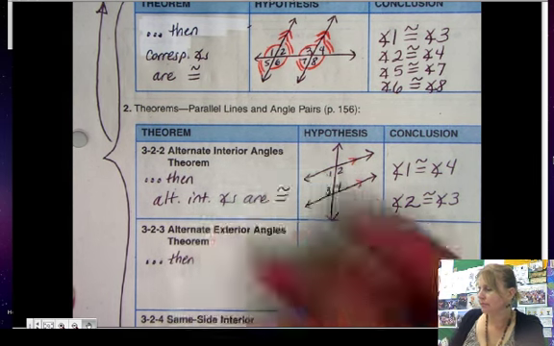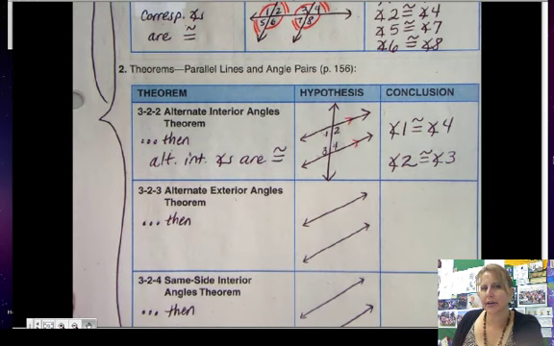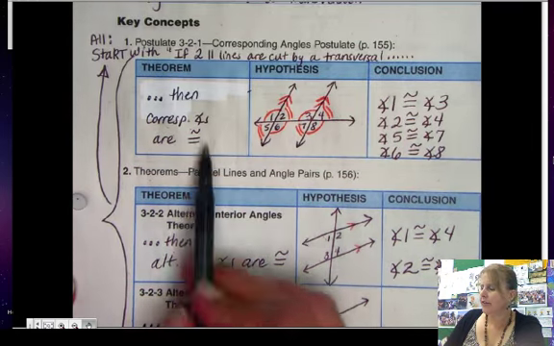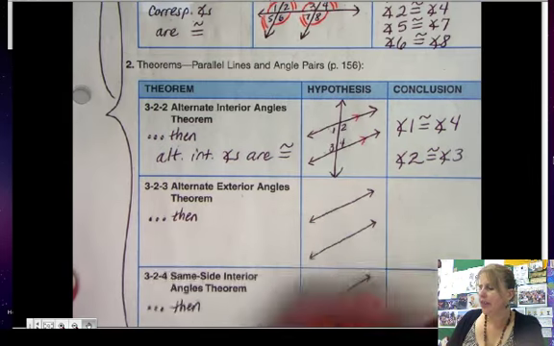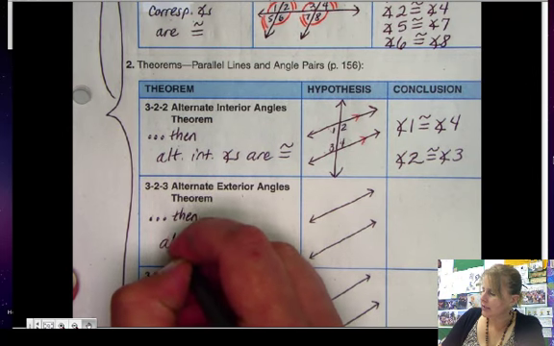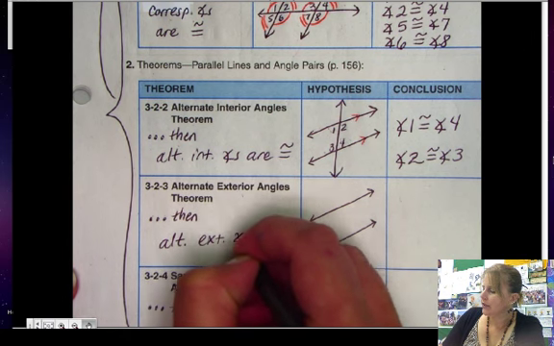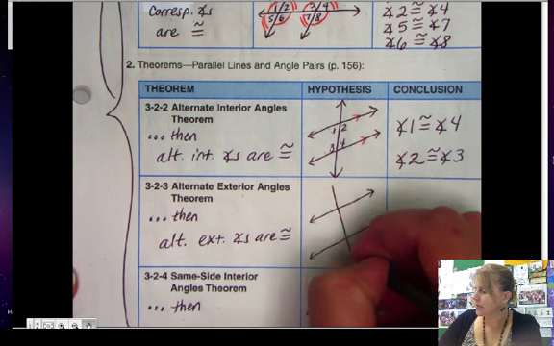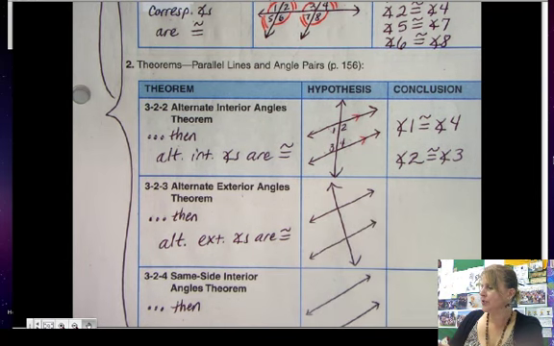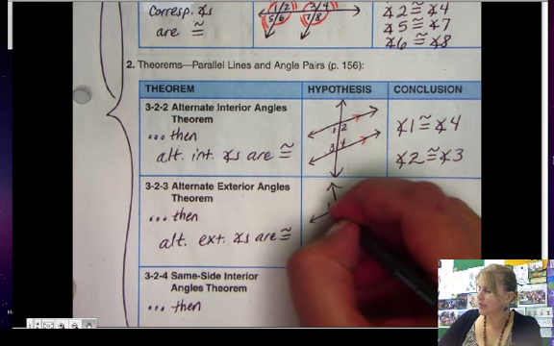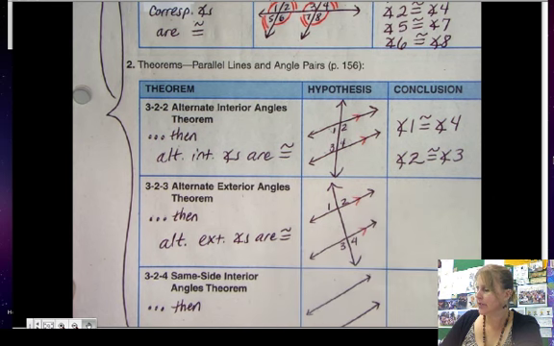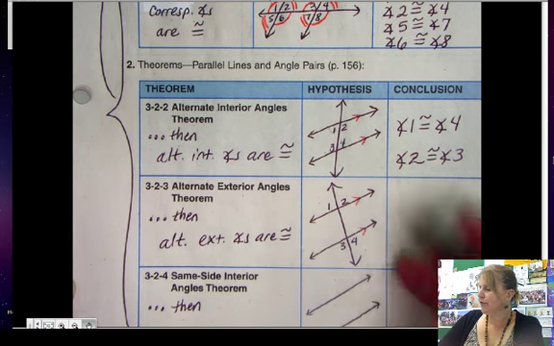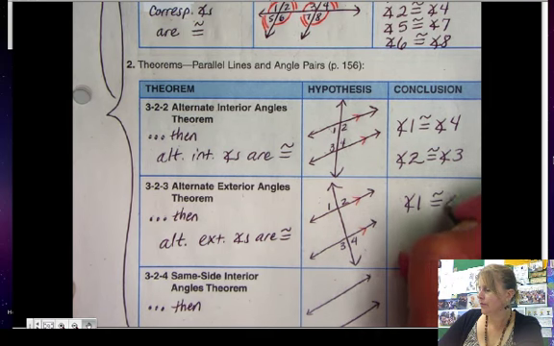Okay, now we're doing alternate exterior angles. So we would say if 2 parallel lines are cut by a transversal, then alternate exterior angles are congruent. So here we have, I'll draw my transversal this way this time. We have 2 lines that are parallel, and we're dealing only with exterior angles, so I'll only name the exterior angles this time. So alternate exterior would be 1 and 4, and 2 and 3.